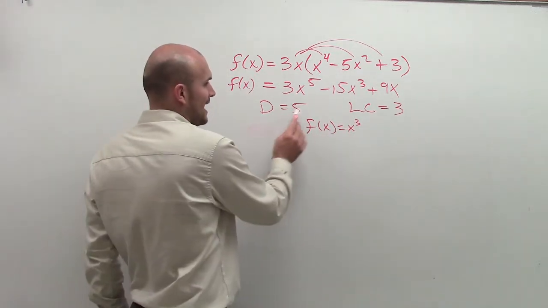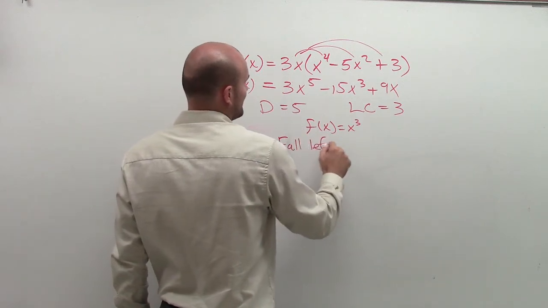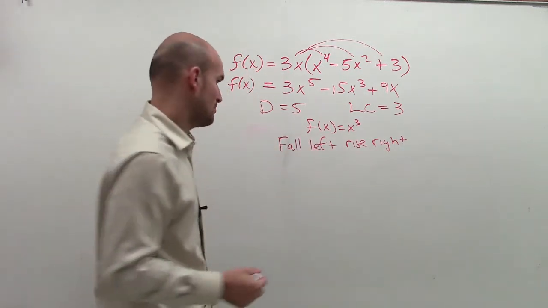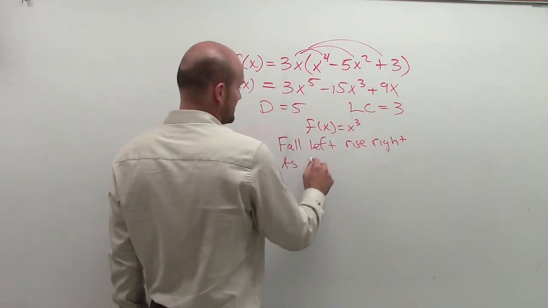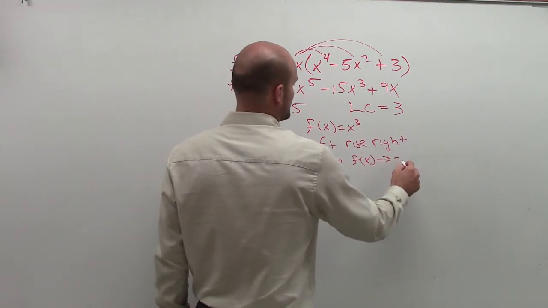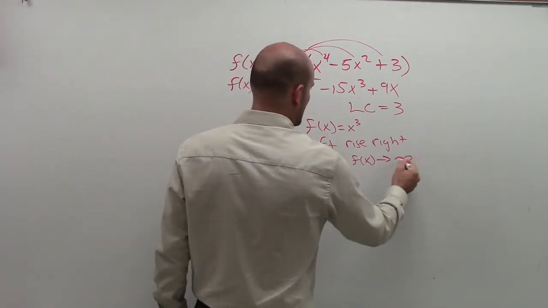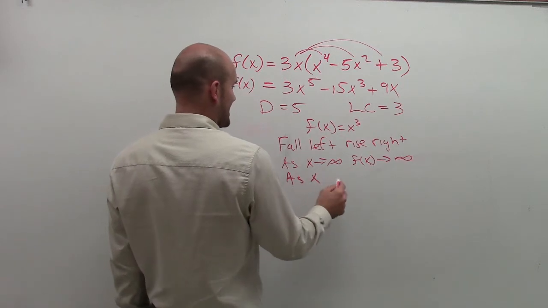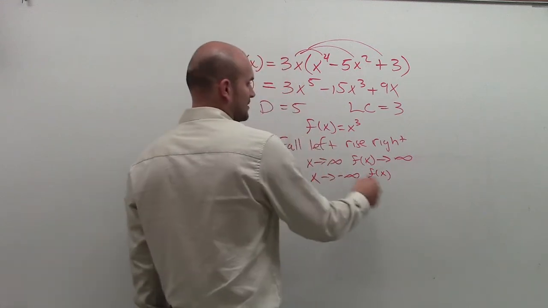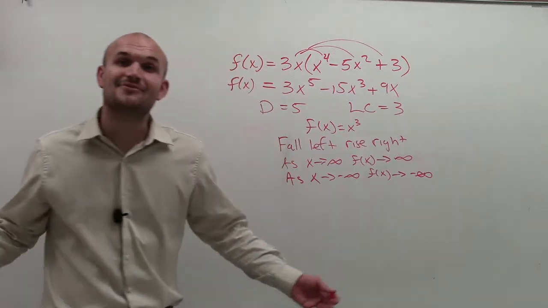So when you look at an odd degree with a positive leading coefficient, I know that they're all going to fall left and rise right. Or, if we want to get a little bit more mathematical, as x approaches infinity, f of x approaches infinity, and as x approaches negative infinity, f of x approaches negative infinity. And that's a horrible infinity, but I hope at least after here you get the message.